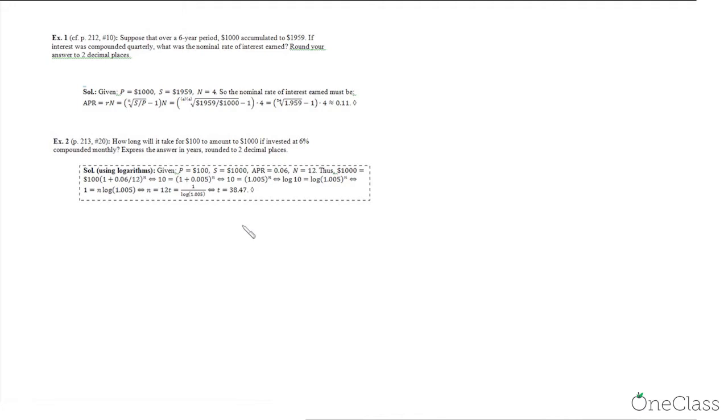So that's what we've done here, and we've broken out of it nicely, and so we rearrange for n, and it gives us 12 times t equals 1 over log of 1.005. Punch that in your calculator, and we get t equals 38.47.